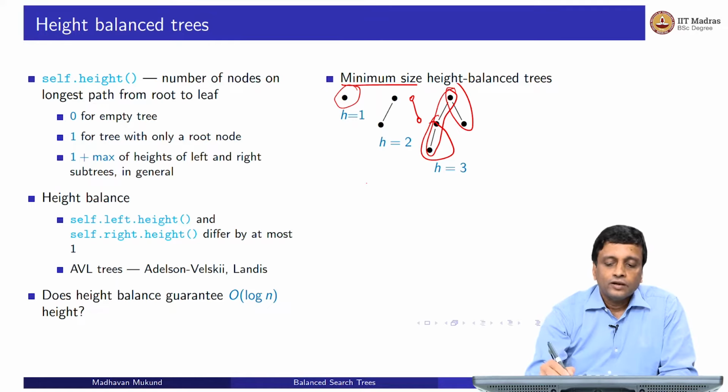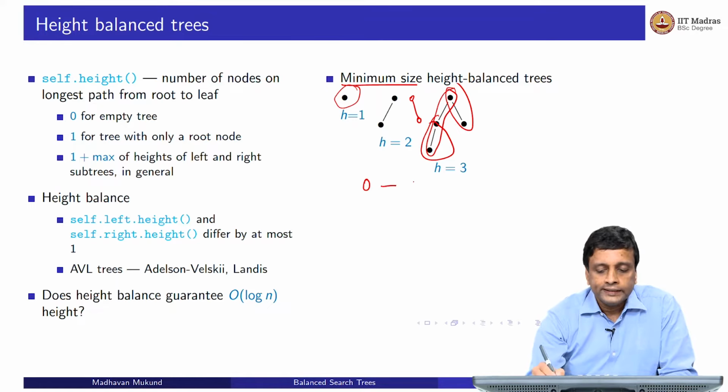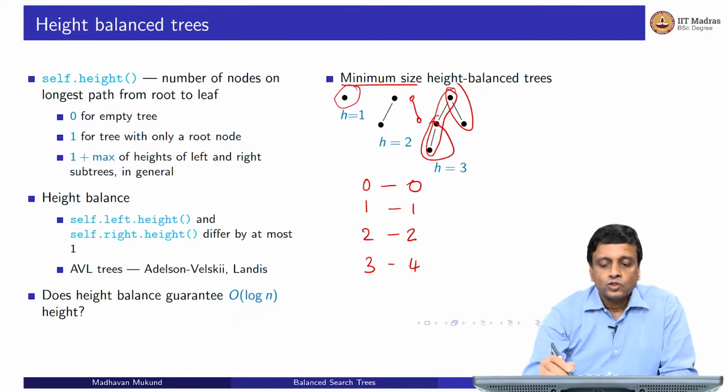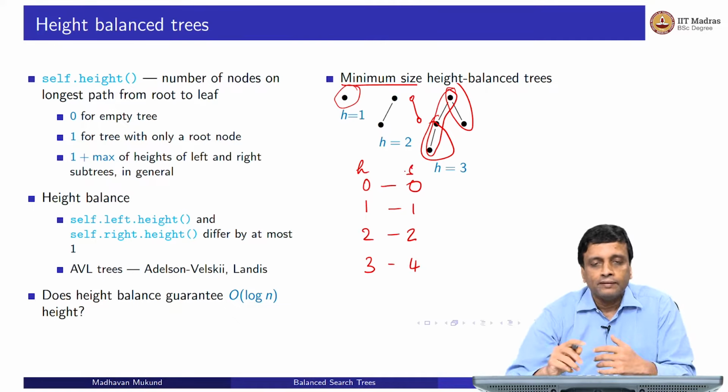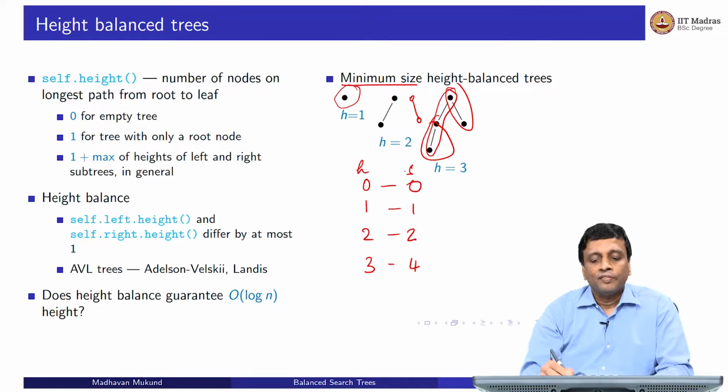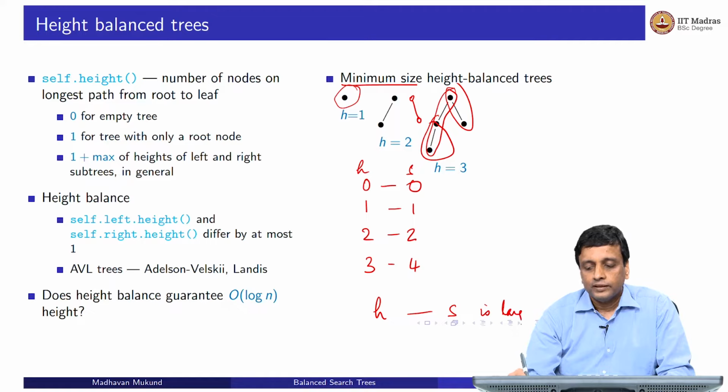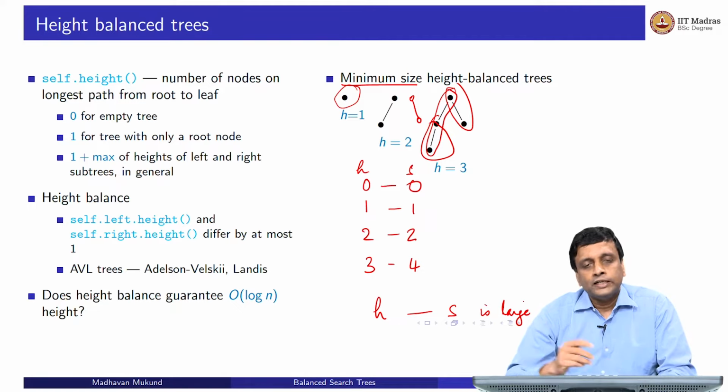So basically, if I have 0 height, I get 0 nodes. If I have 1 height, I get 1 node. If I have 2 height, I get 2 nodes. If I have 3 height, I get 4 nodes. So it doesn't seem as though we are getting very far in terms of bigness. Our goal is to say that if I fix h, then size must be large, right? And it doesn't seem to be growing very fast. It's growing very slowly, as a matter of fact. So how would we actually proceed to the next level?